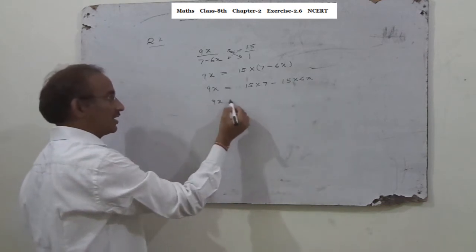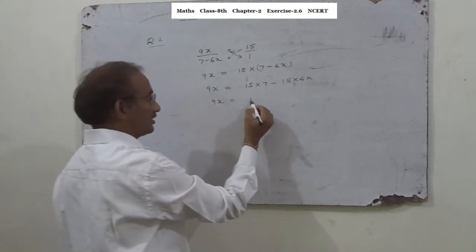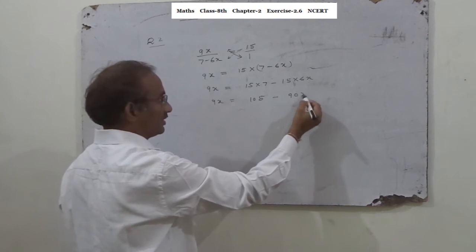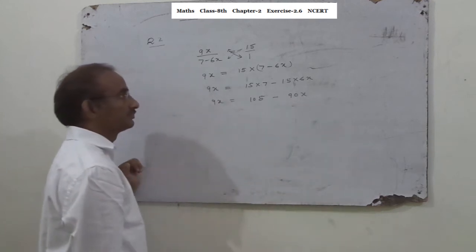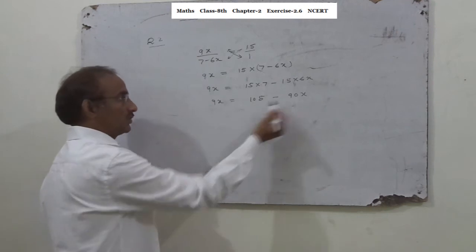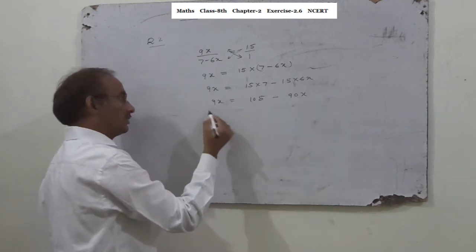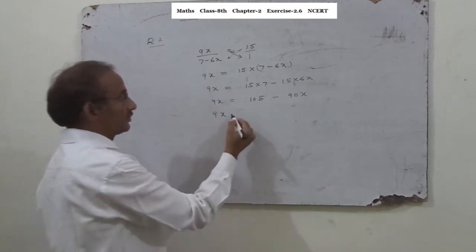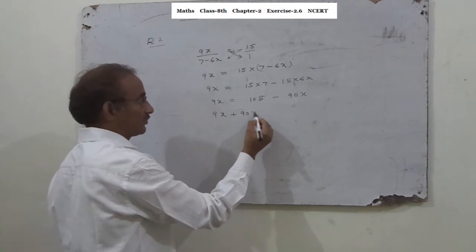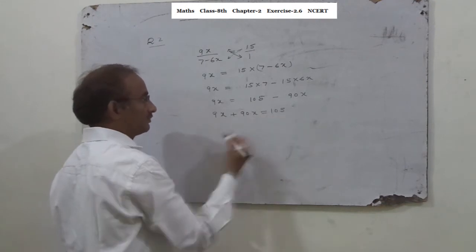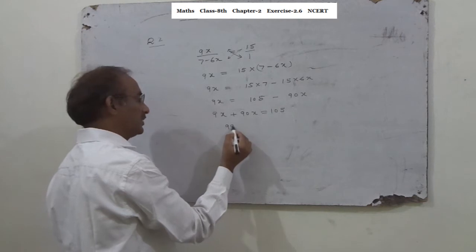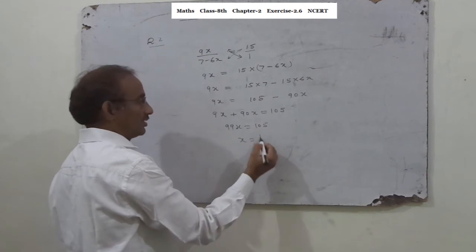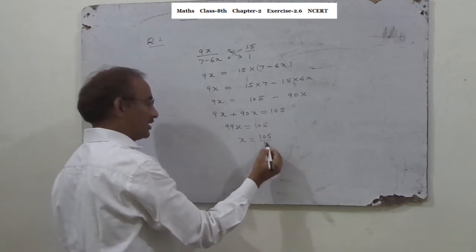So it will be 9x equal 15 sevens 105 and minus 15 sixes 90x. On transposing this 90x to the left hand side, we get 9x plus 90x equal 105. So it will be 99x equal 105 and x equals 105 divided by 99.